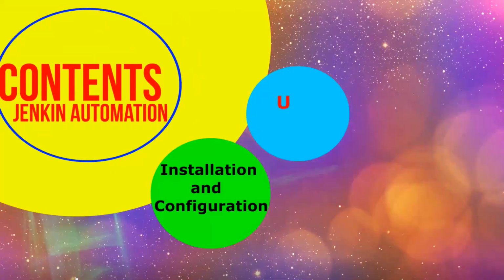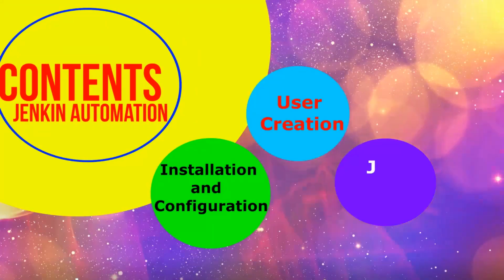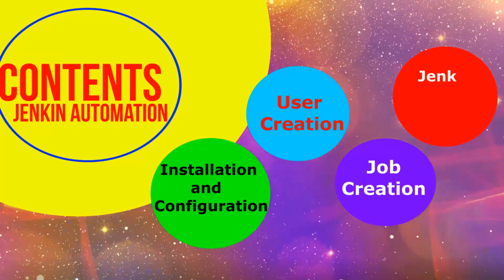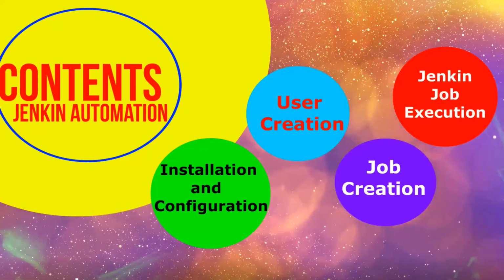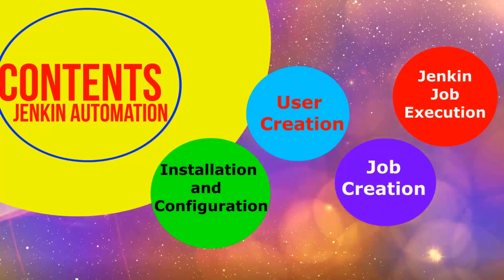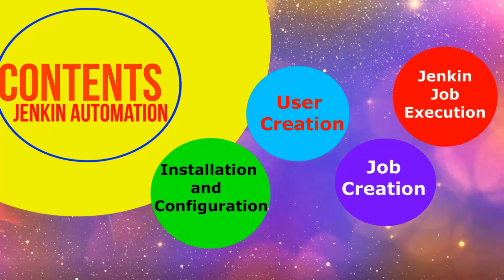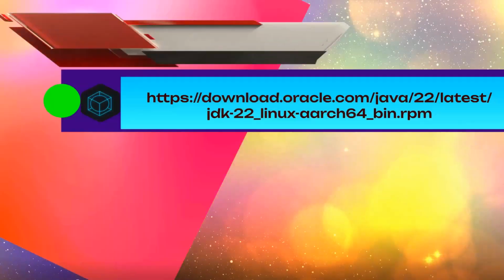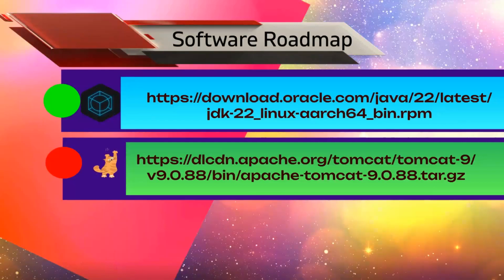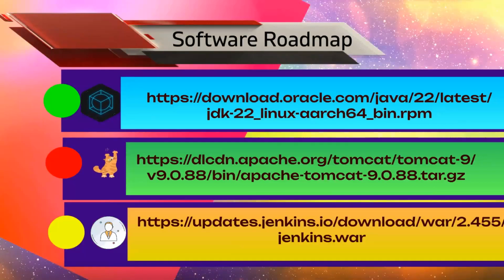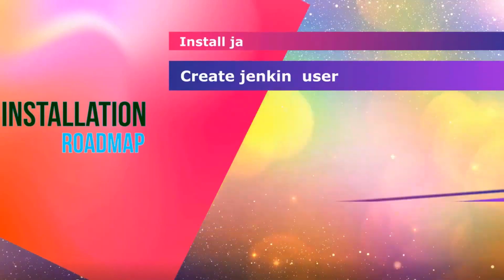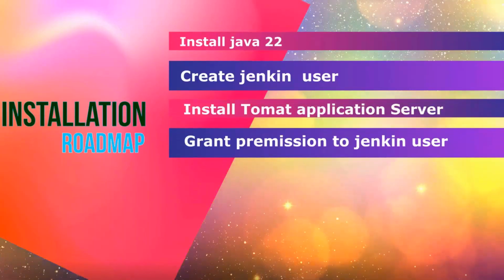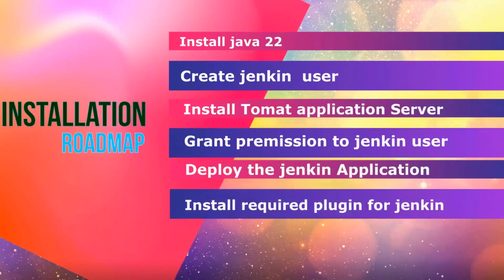Contents of this video: installation and configuration of Jenkins in CentOS 9, creating Jenkins users, a job, and how to execute the Jenkins job created in the Jenkins server. We are using Java version 22 and Jenkins 2.45. You can download the latest version of packages from the respective websites. Installation steps.